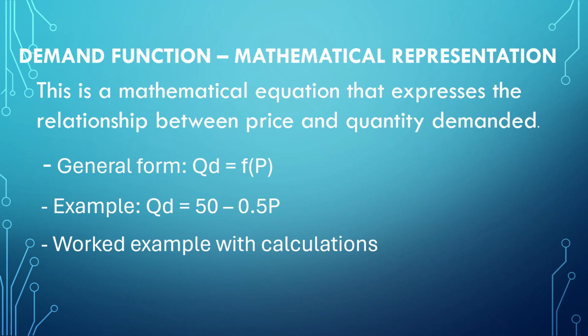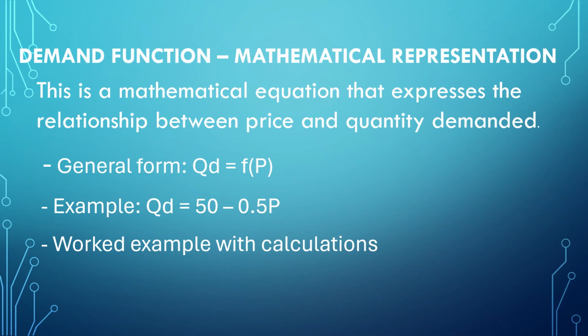The general form is quantity demanded, QD, is a function of price. QD is a function of P, where Q is quantity demanded, F is a function of, and P is the price of the commodity. That's a mathematical relationship. In simple terms, the demand function describes how the quantity demanded changes as the price changes.